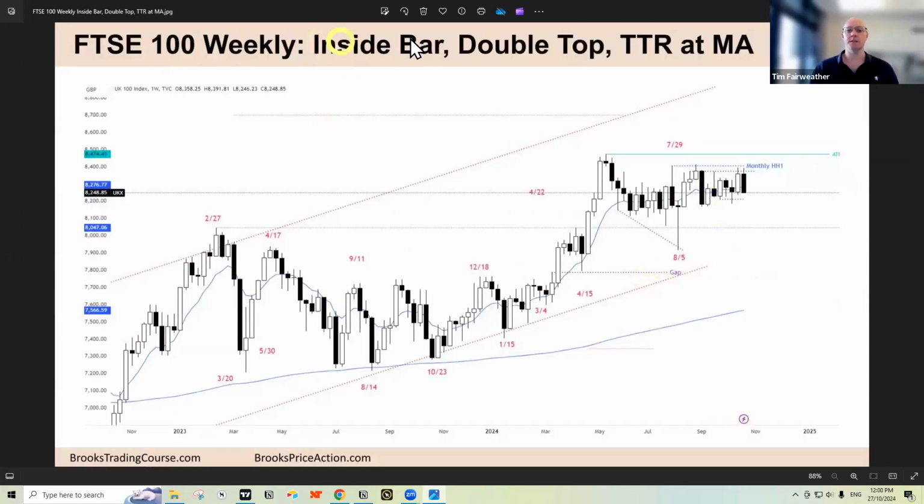So the heading I've got is inside bar double top, tight trading range at the moving average. So some real squeezing compression in here, all-time high. We're just below that. You can see I've got that monthly stop entry just above. We raced up towards it to let the stop entries out above that bull bar. You can see we went one tick above that bull bar. If a trader was stuck, they've had many options to get out, so they're not trapped there. There are no bears that are trapped here.